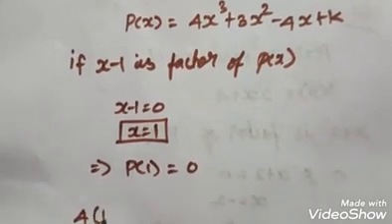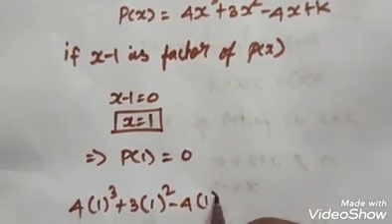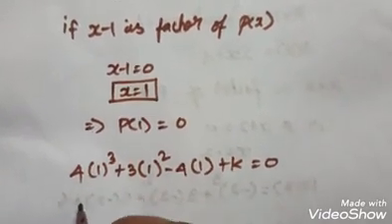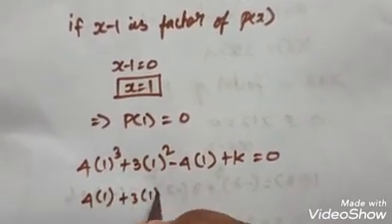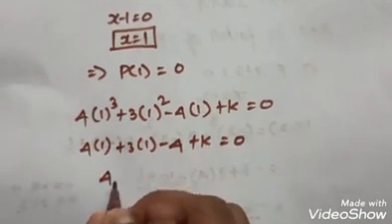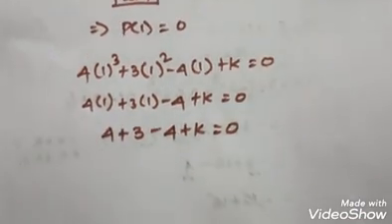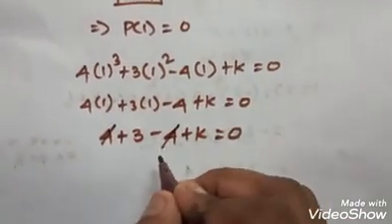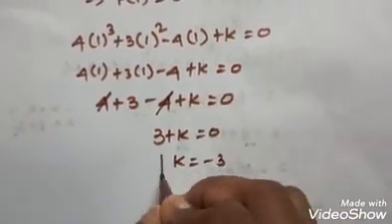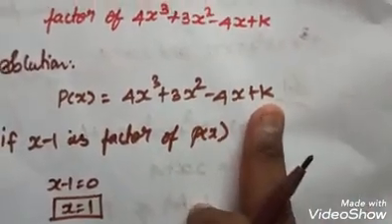So 4 into 1 power 3 plus 3 into 1 power 2 minus 4 into 1 plus k is equal to 0. However many times we multiply 1, we get 1. So 4 into 1 plus 3 into 1 minus 4 plus k equal to 0. 4 ones are 4 plus 3 ones are 3 minus 4 plus k equal to 0. Here plus 4 minus 4 get cancelled. 3 plus k equal to 0, k equal to minus 3. So the value of k is minus 3.